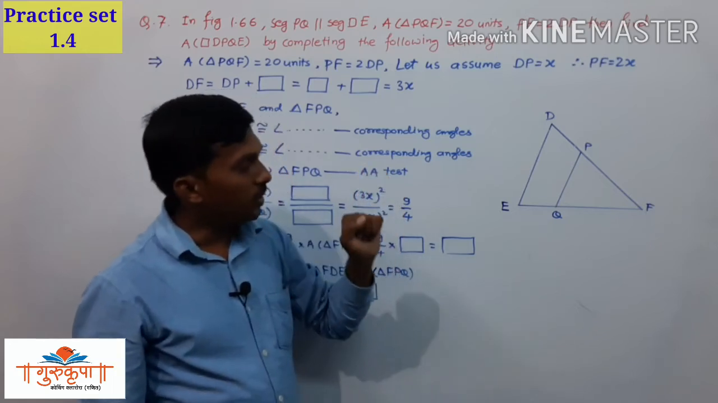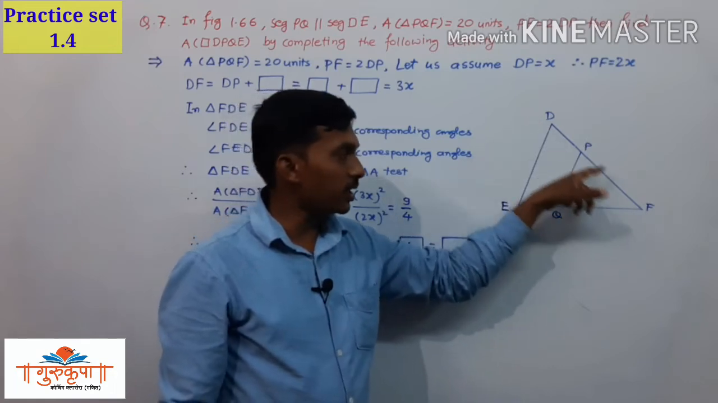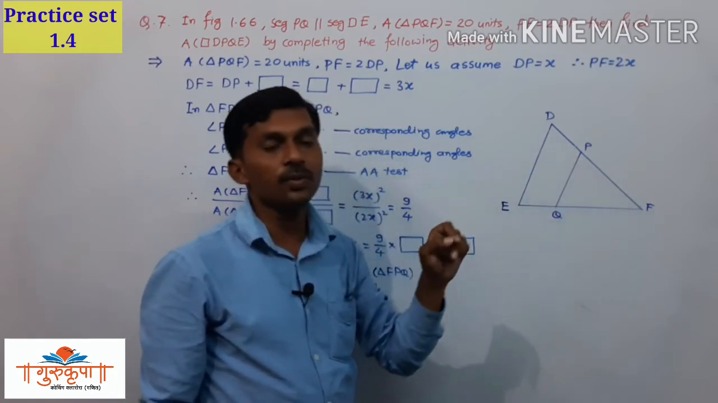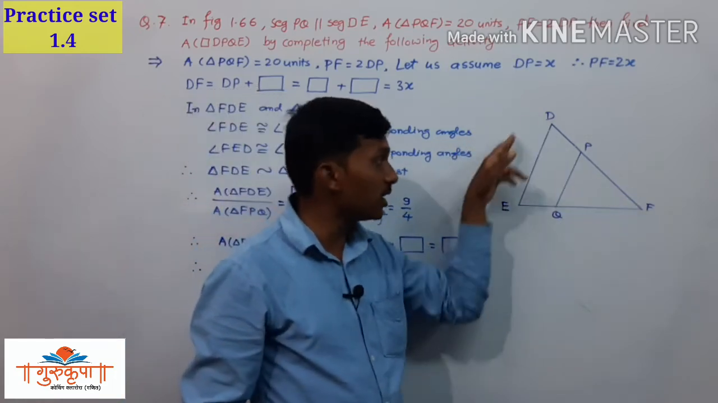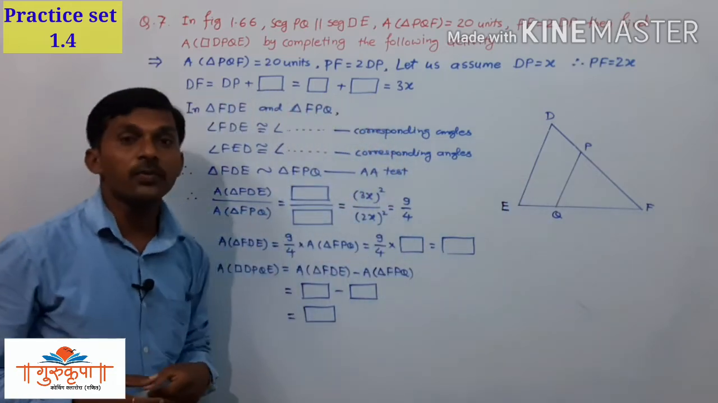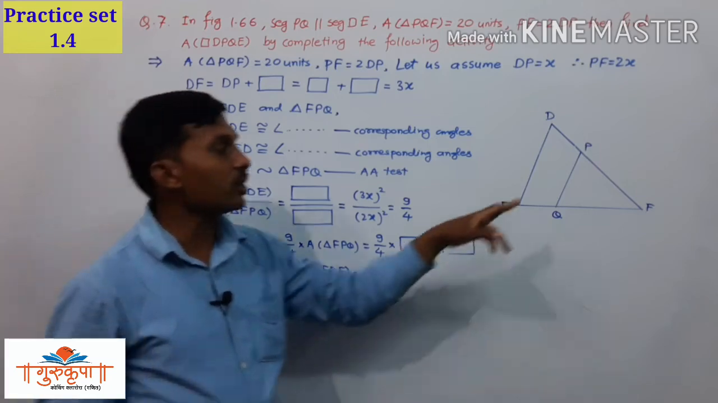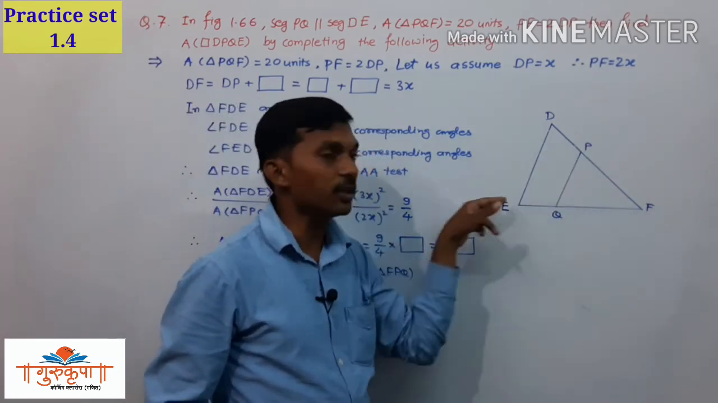Now since the area of quadrilateral DPQE is the area of triangle DEF minus the area of triangle PFQ, we have to get both the areas of the triangles, that is the bigger triangle's area and the smaller triangle's area. So how we can get those areas is also important. How will we get the area of triangle PFQ, and how will we get the area of triangle DEF?